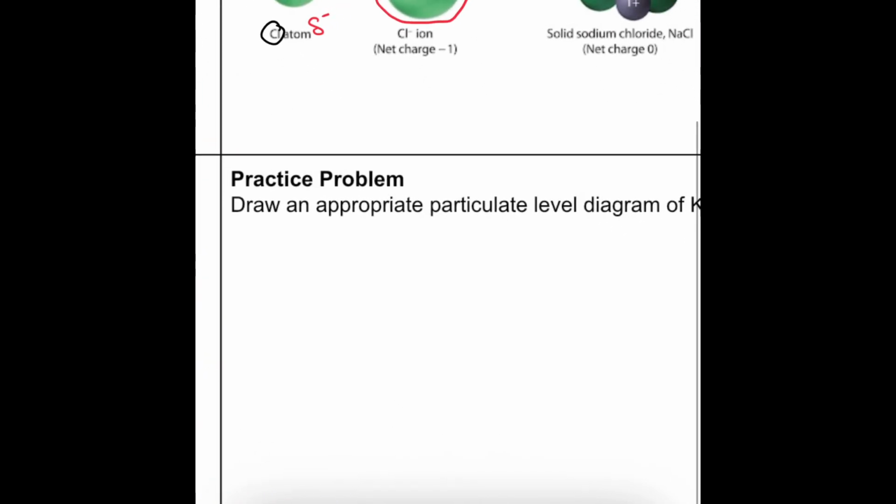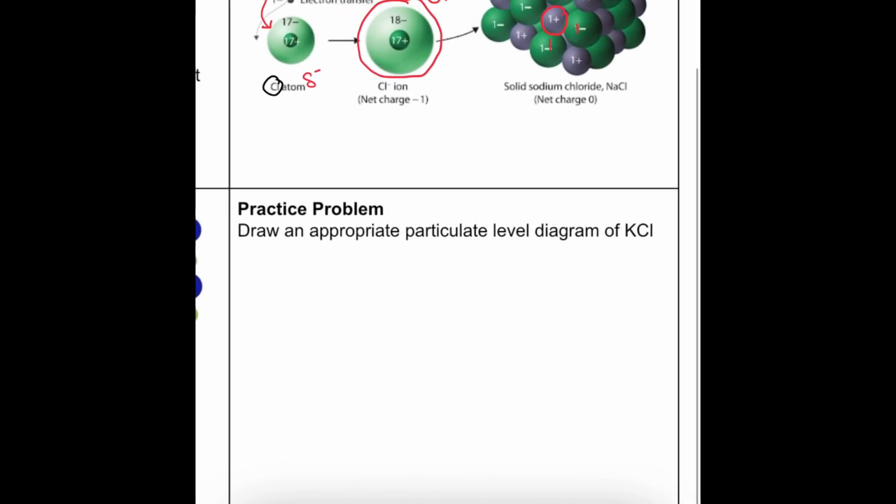Practice problem 2 says draw an appropriate particulate level diagram of potassium chloride, or KCl. So real quick, I'm going to just pick 2 colors to assign to our KCl, just so we don't get confused. Potassium is in group 1 on the periodic table, so that one is going to be K+. Chlorine is in group 17 on the periodic table, so that one is going to be Cl-.